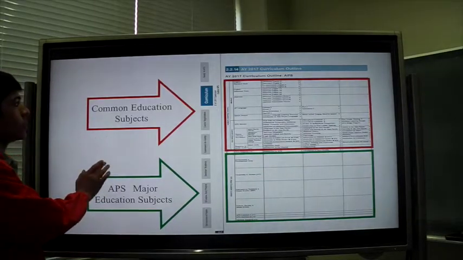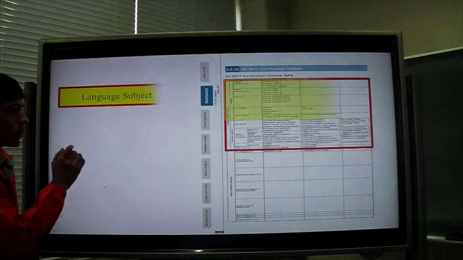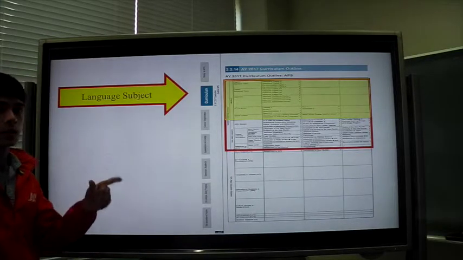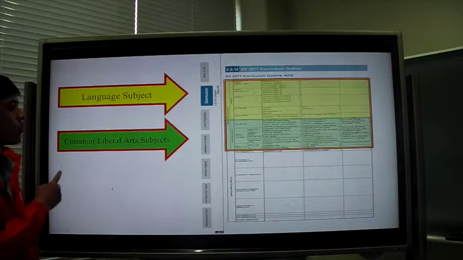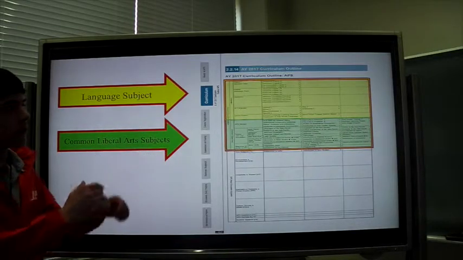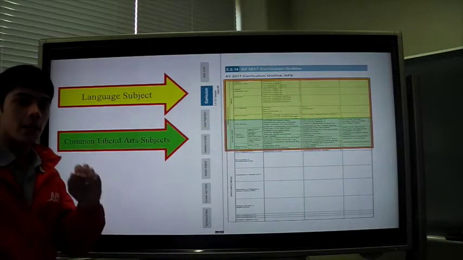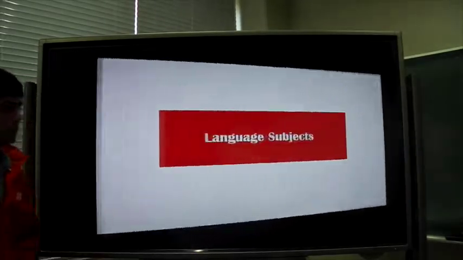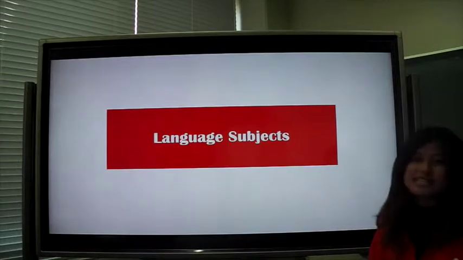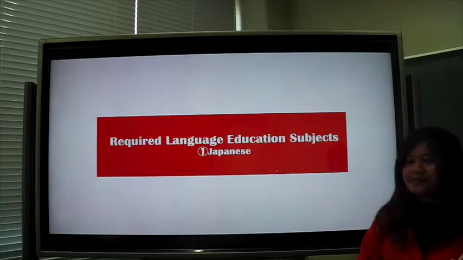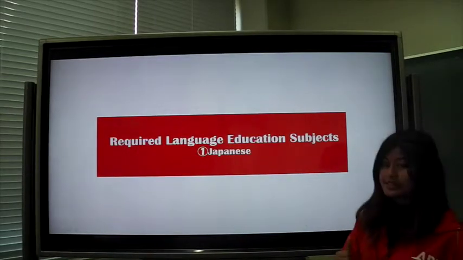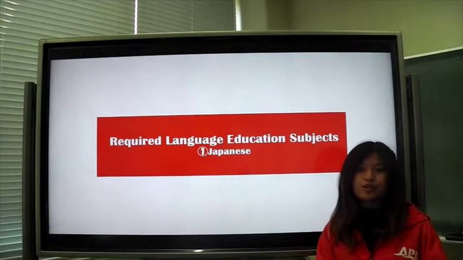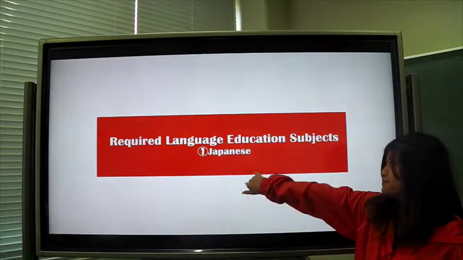The first one is common education subjects, which are also divided into 2 groups. The first is language education subjects, and the second is common liberal arts. We'll move deeper into each group one by one. The first one is language subjects. Number 1, your required language education subjects will be Japanese and English.